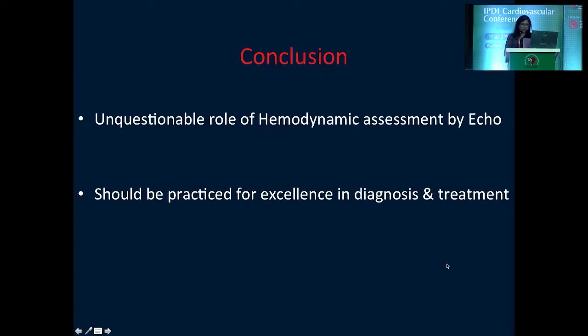So to conclude, I will say that there is an unquestionable role of hemodynamic assessment in echo, and we should practice it more and more, starting from the stroke volume, to get excellence in diagnosis and treatment.